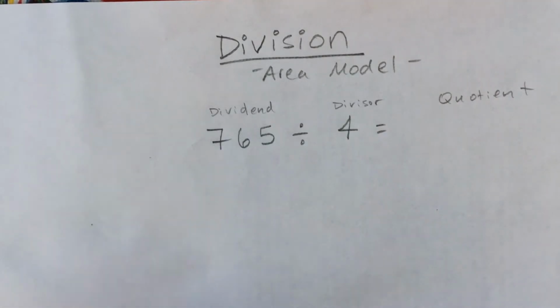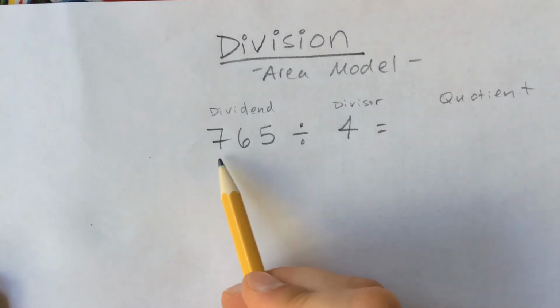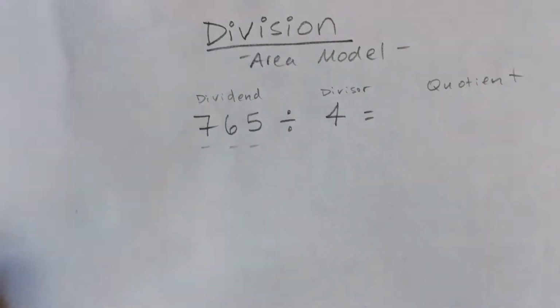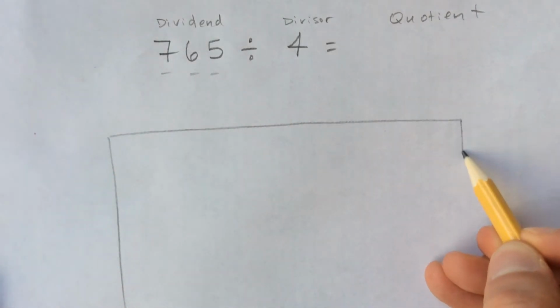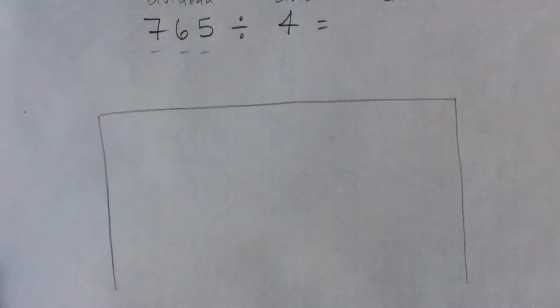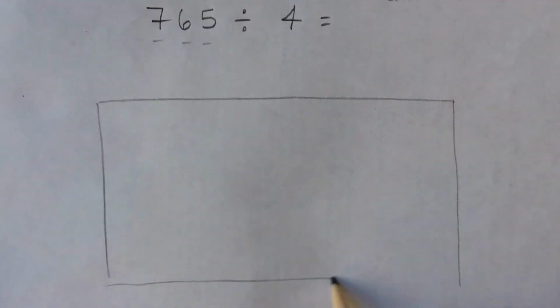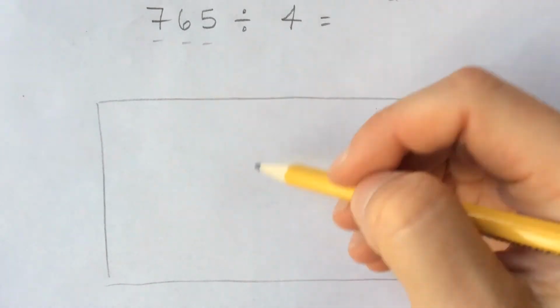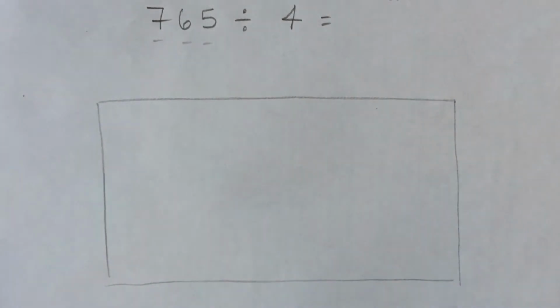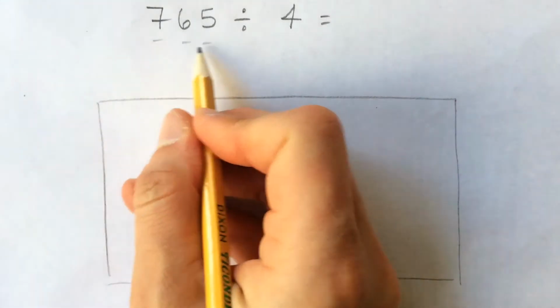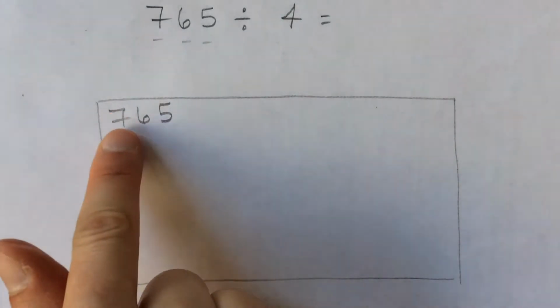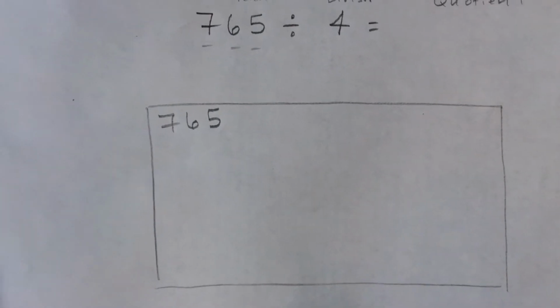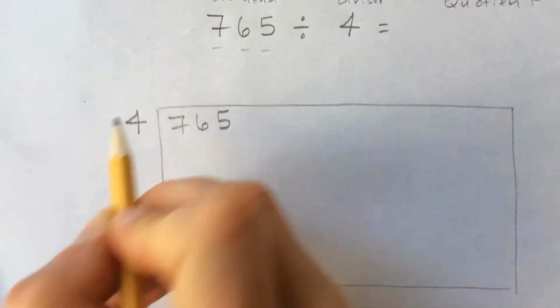So I look at my dividend and I notice it has 1, 2, 3 digits. So when I set up my area model, I want to be mindful that it's a big box. It's going to have space for 3 digits, so it's got to be big enough. Alrighty? And the first thing you do is you write your dividend 765 into the top left corner of the box, and you write your divisor 4 right here.